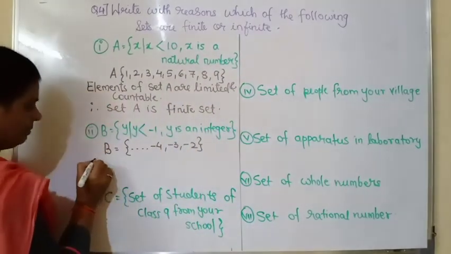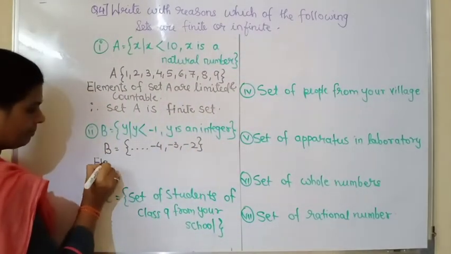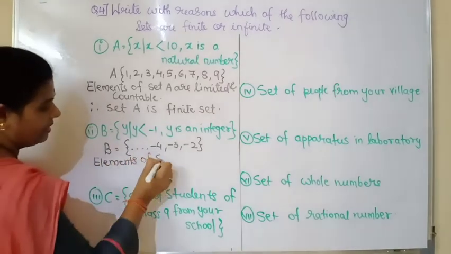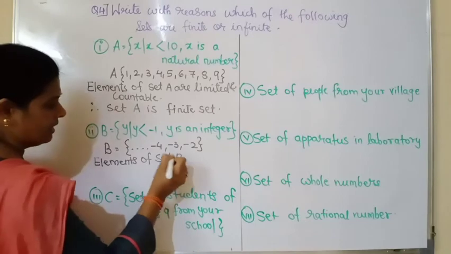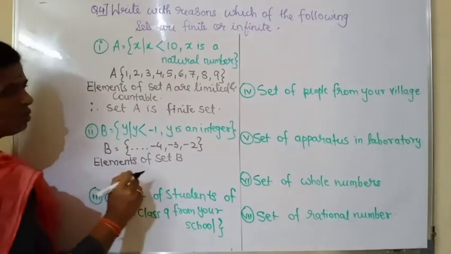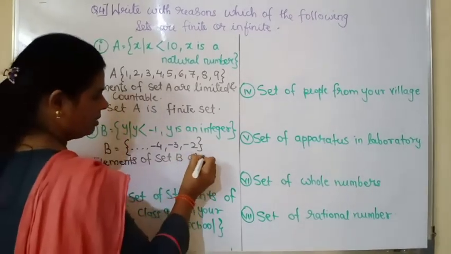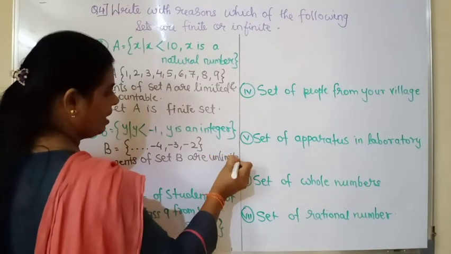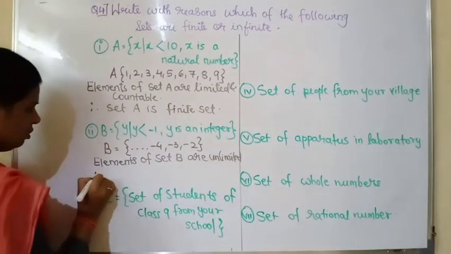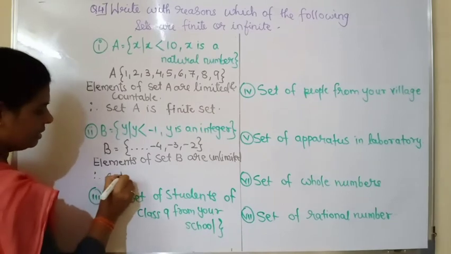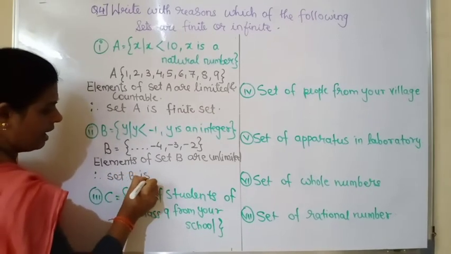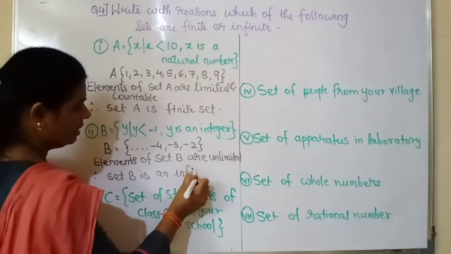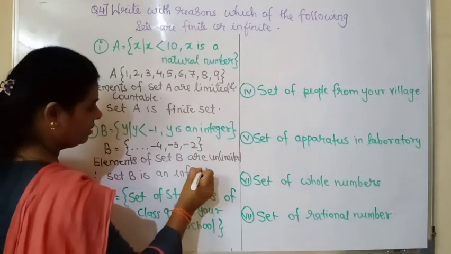So what we will write here? Elements of set, not A but set B, are unlimited. They are unlimited. Therefore set B is an infinite set.